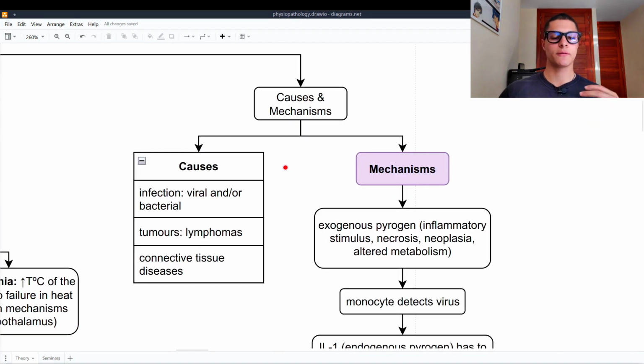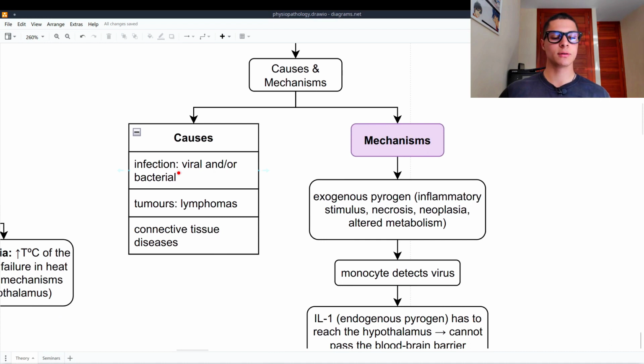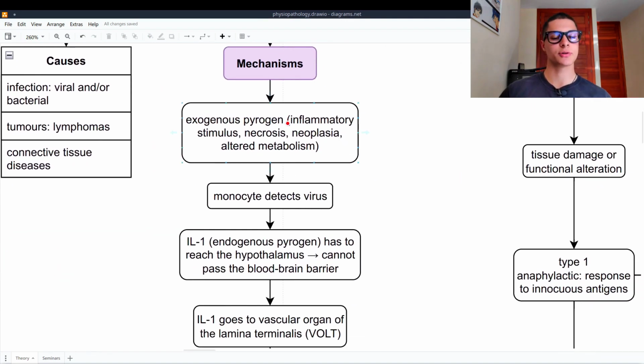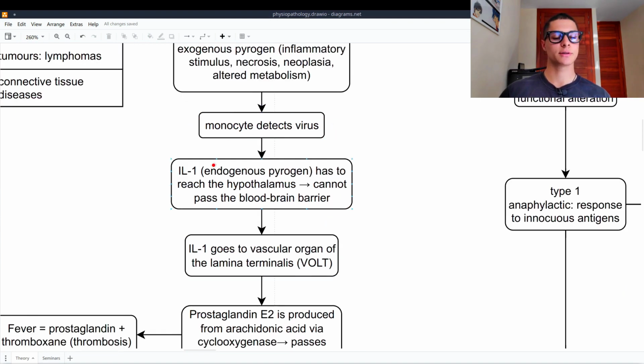Causes and mechanisms of fever. So causes are, for example, infection, which can be viral and or bacterial, tumors, lymphomas, and connective tissue diseases. The mechanisms. So we have an exogenous pyrogen, for example, from an inflammatory stimulus, necrosis, neoplasia, or an altered metabolism, whatever. This exogenous pyrogen gets detected by a monocyte. The monocyte detects the virus. The monocyte communicates with interleukin-1. Interleukin-1, which is an endogenous pyrogen, if you remember interleukins, they communicate.